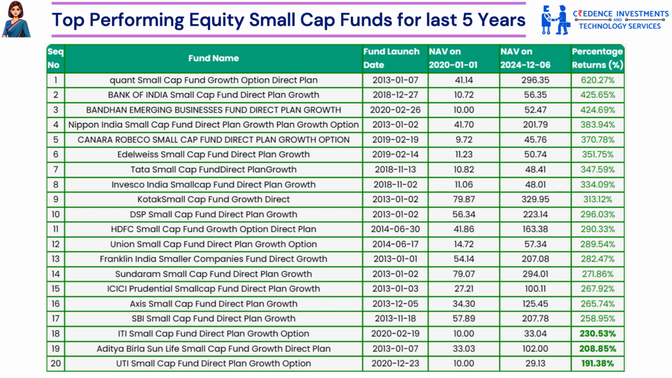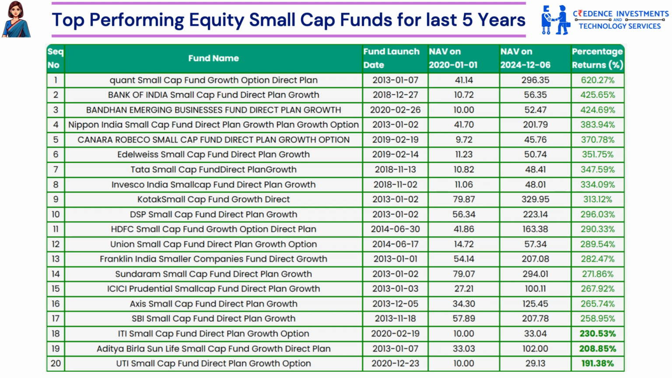Bank of India Small Cap Fund, 425.65%, and Bandhan Emerging Businesses Fund, 424.69%, followed closely. Nippon India Small Cap Fund, 383.94%, and Canara Robeco Small Cap Fund, 370.78%, also generated stellar returns.